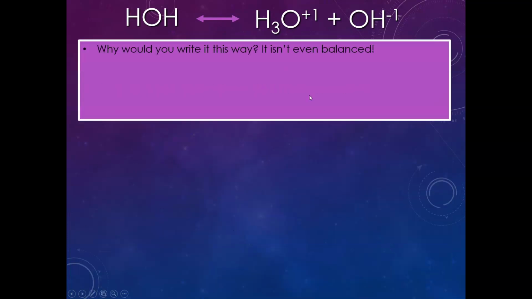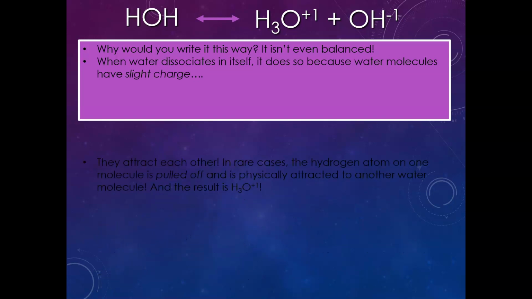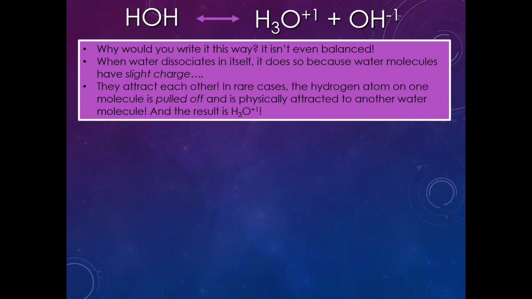So, why do we say it this way even though it's not balanced? Well, when water does disassociate itself, it does so because of that slight charge the water molecules have. The water molecules are going to attract each other. So the hydrogen ion on one molecule is literally pulled off and is physically attracted to another water molecule, and that's what creates that hydronium ion.